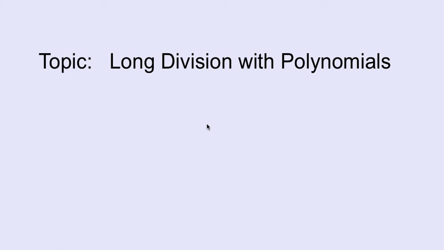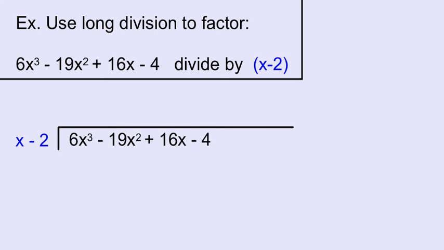We're going to now do long division with two polynomials. So here's our first example. We want to take this cubic polynomial and divide it by x minus 2. So the x minus 2 is going to go out in front, and then your numerator goes underneath.